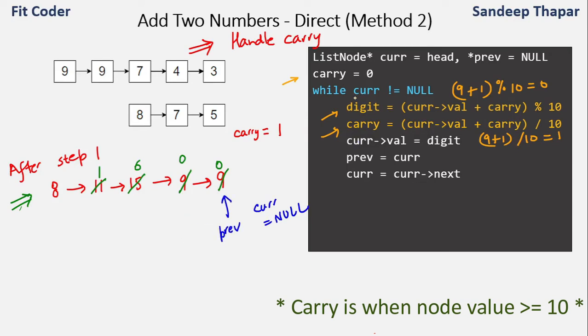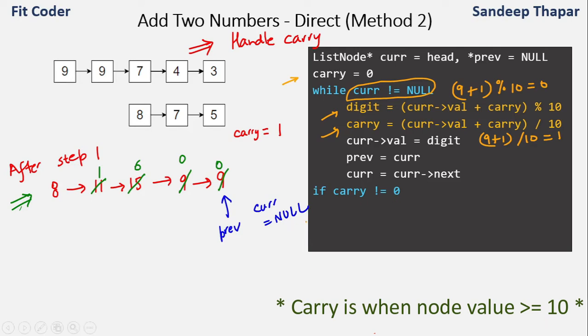So in the next iteration, we check this while condition: while current is not equal to null. Now the current is null, so this while loop terminates. After this while loop, we have a condition that if carry is not equal to 0, so if there is a remaining carry, we need to handle that.